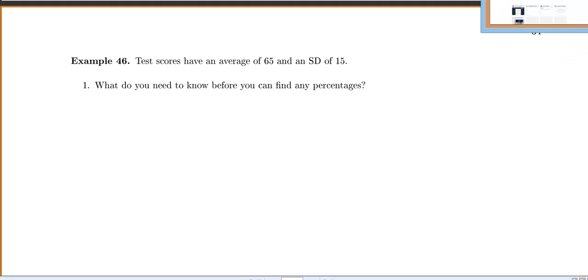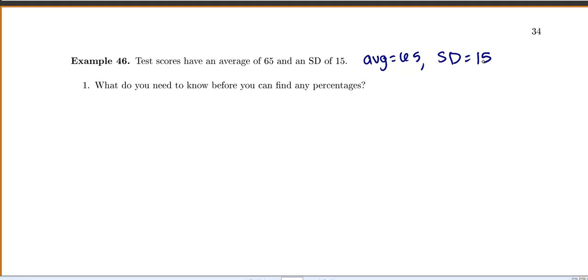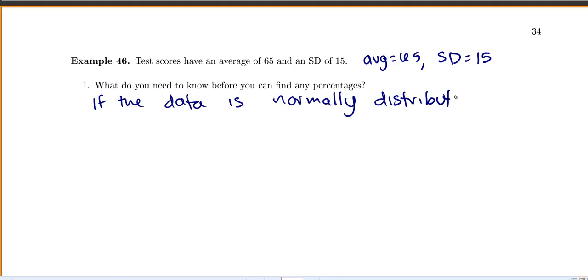Our next problem, test scores have an average of 65 and a standard deviation of 15. So, number one, what do you need to know before you can find any percentages? It turns out that you have to know if the data is normally distributed. Because if it's not, you can't use the normal curve.